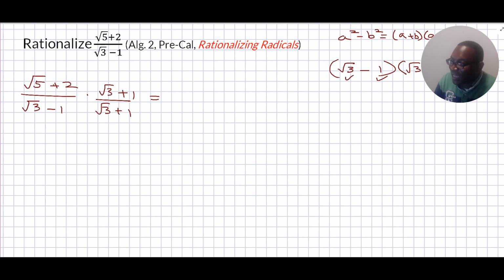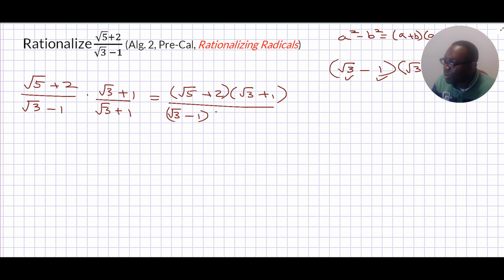And if you remember your identity for multiplication, anytime you multiply a term or a value by 1, you get that same value. So in other words, we're not really changing the value of the original equation. So now we're going to go ahead and multiply across. So this is square root of 5 plus 2 multiplied by the square root of 3 plus 1 over the square root of 3 minus 1 multiplied by the square root of 3 plus 1.